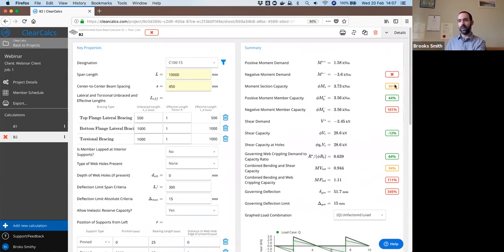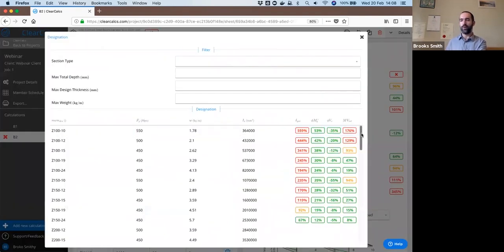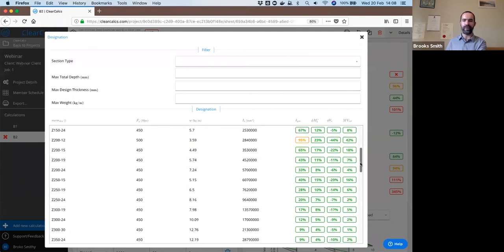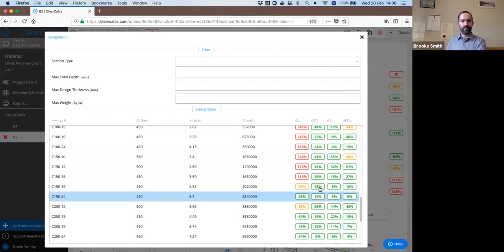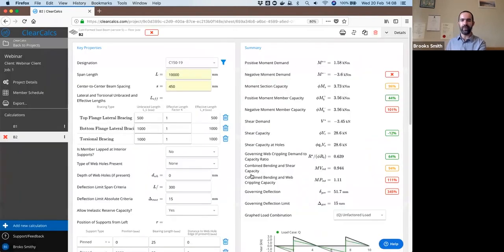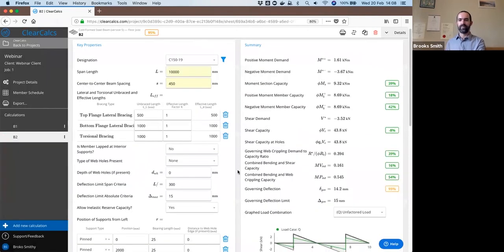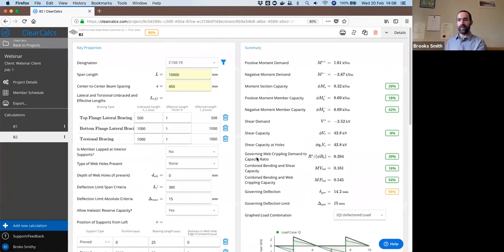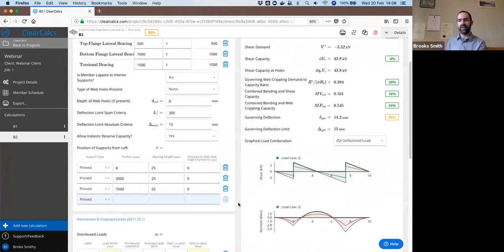And as you can see here, the existing section, C115, is insufficient. We get failures in our moment capacity, in our moment and bearing interaction capacity, as well as in our deflection. But we can get a quick view of what works and what doesn't by opening up the member selector here. So in this case, we're going to look and see a C115-19 is a fairly efficient section that works. And we can see that that opens up and shows us a working section.